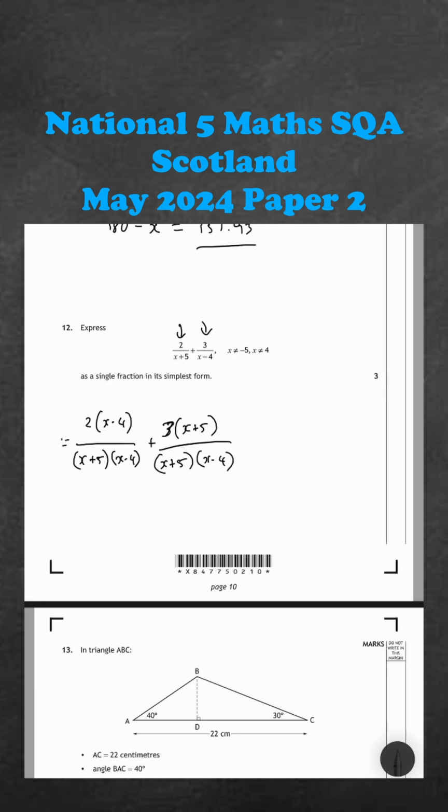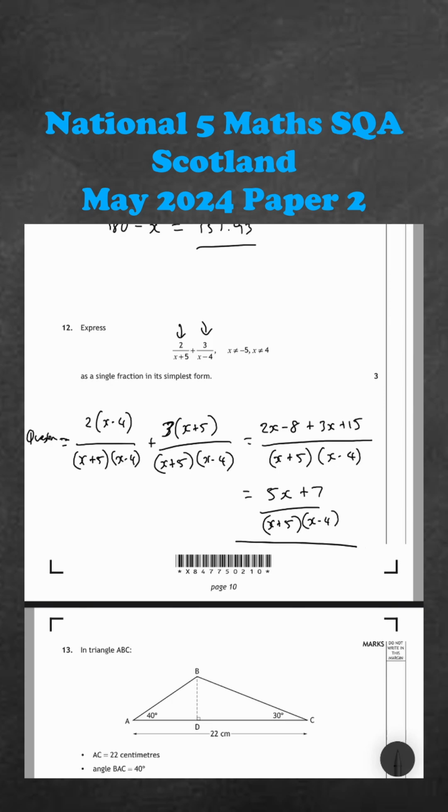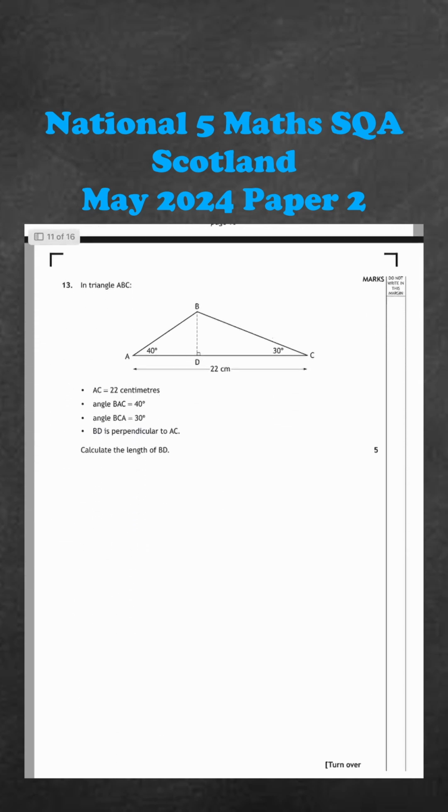So this is equivalent to the question. I can now put these together and might as well expand the brackets at the same time. So 2x minus 8 plus 3x plus 15 over (x plus 5)(x minus 4). That gives us 5x plus 7 over (x plus 5)(x minus 4), and this is a single fraction in its simplest form, as the question has asked.